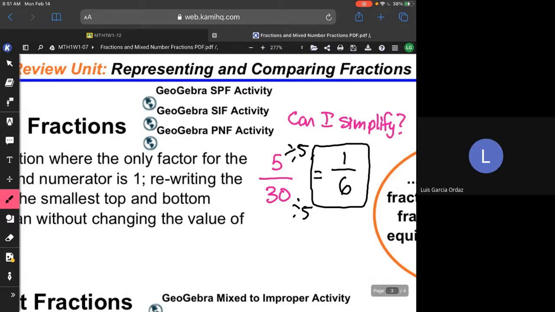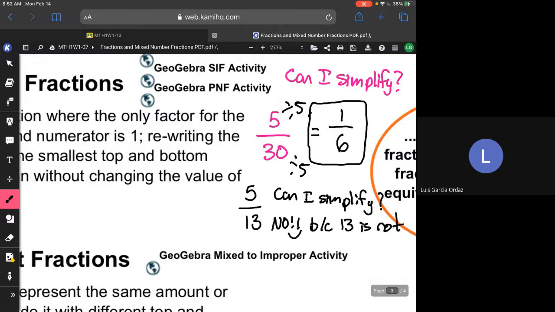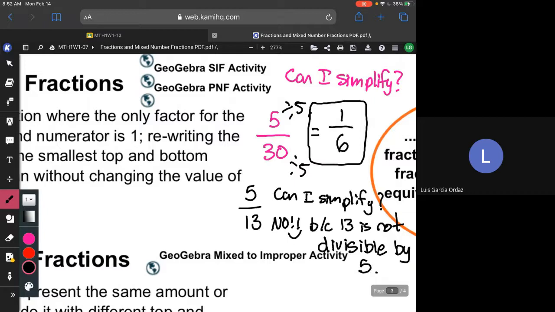So when you guys were giving me numbers like 5/13, 5/3, I can't really simplify because odd numbers are not divisible by 5, and some even numbers are not divisible by 5. So I would not be able to simplify it. An example of that would be 5/13. Can I simplify this? No, and why? No, because 13 is not divisible by 5. So 5/13, can I simplify? No, because 13 is not divisible by 5. So this is the lowest it can be.